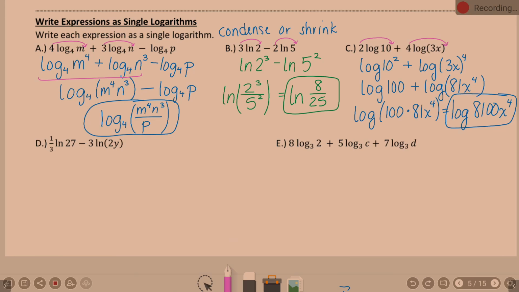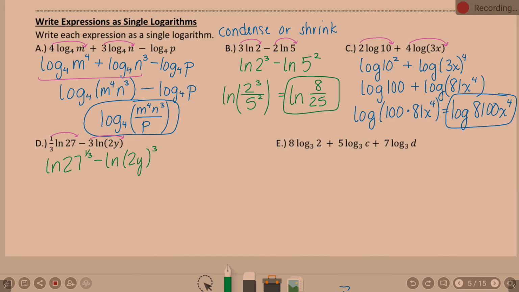D. Numbers out front, bring it to the exponent, move the powers. Okay, so we're going to have natural log of 27 to the 1/3 minus natural log of 2y to the third.